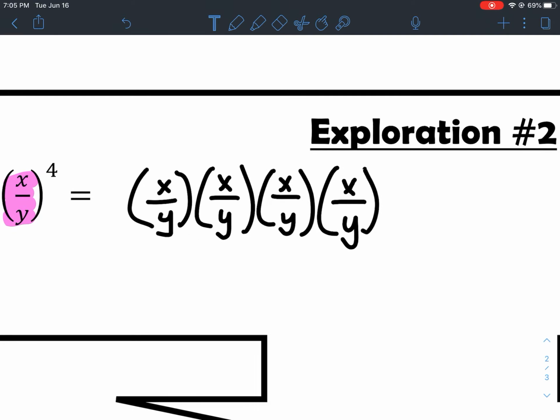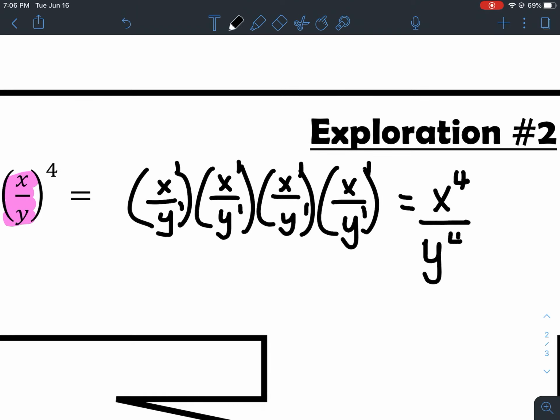And we know when we're multiplying fractions, you multiply straight across. So if I multiply all of the numerators here, x times x times x times x, you learned in your last lesson, when you're multiplying the same bases, you add the exponents. So that becomes x to the 4th. And then same thing, these all have an invisible 1. If you add them up, we have y to the 4th.